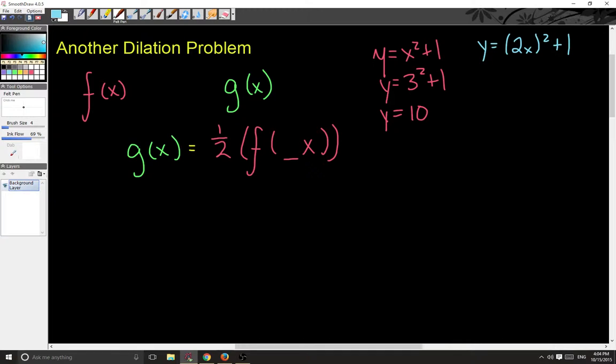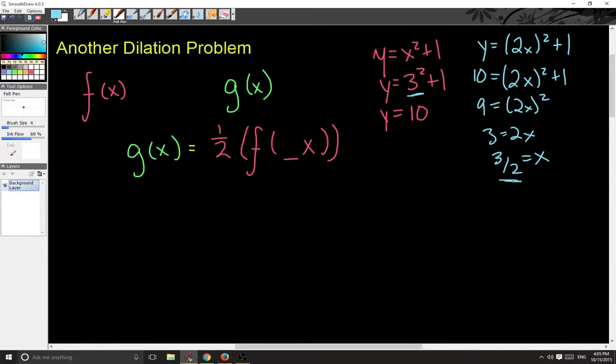Remember, what that does to the x-coordinates is it doesn't double them, it actually halves them. So if we wanted y to still be 10, since we don't want to mess with our y-coordinates, we're just looking at moving our x-coordinates now. Let's just look at this real quick. So we have 9 equals 2x squared, and we have 3 equals 2x, and we have 3 has x. So notice our x here was 3, and our x here is 3 halves.